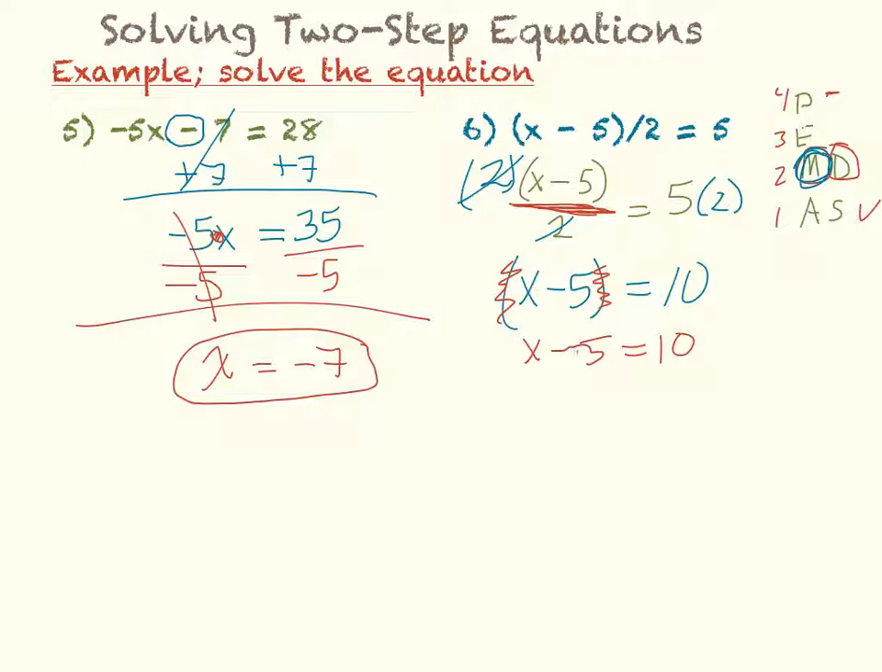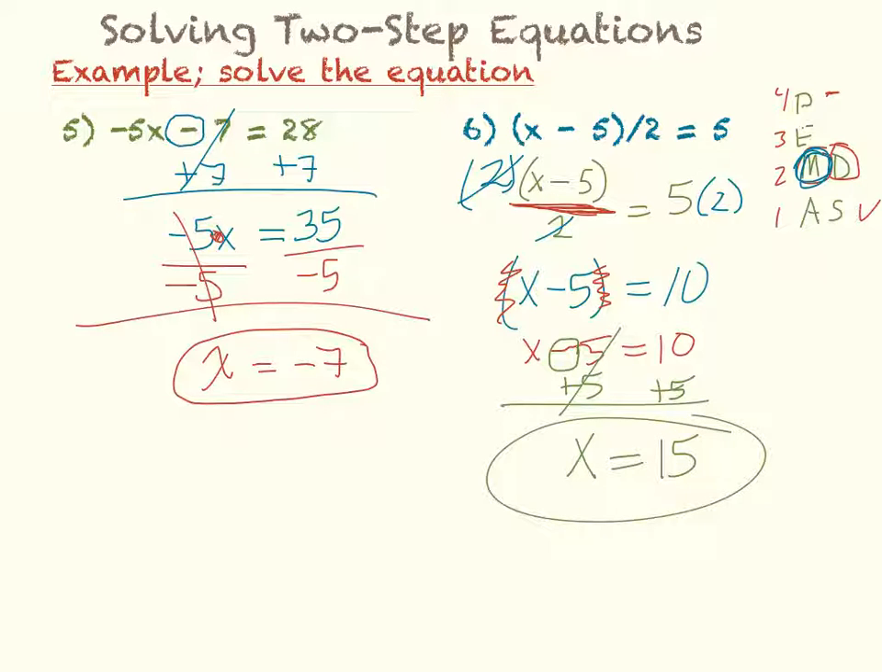So now I get rid of minus 5, so plus 5, and x equals 10 plus 5 is 15. And that is the final answer.